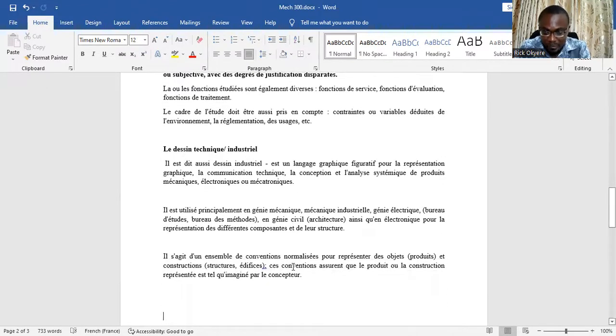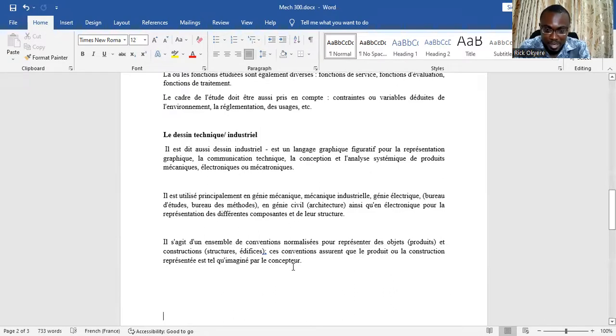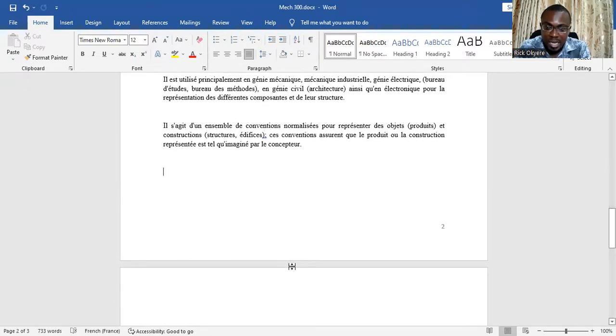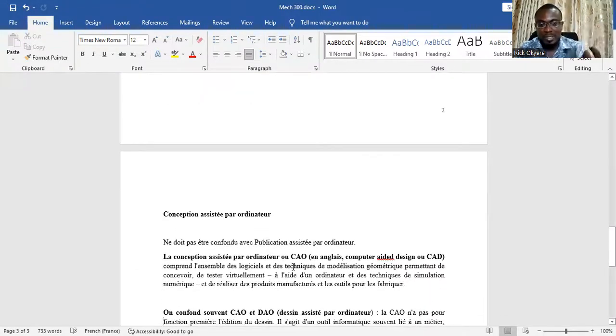Il est utilisé principalement, we are now looking at the uses of the design technique or design industriel. Il est utilisé principalement en génie mécanique, en génie industriel, en génie électrique. Okay, so it's used mainly in mechanical engineering, industrial mechanics, and even in electrical engineering. Il s'agit d'un ensemble de conventions normalisées pour représenter des objets. I've already explained what it is used for. It's used to represent or has features that help you to bring the idea, the concept that you have in your mind to reality. It's a tool that helps you to give a 3D model of your idea, so that people who don't see what you are talking about can see it physically.